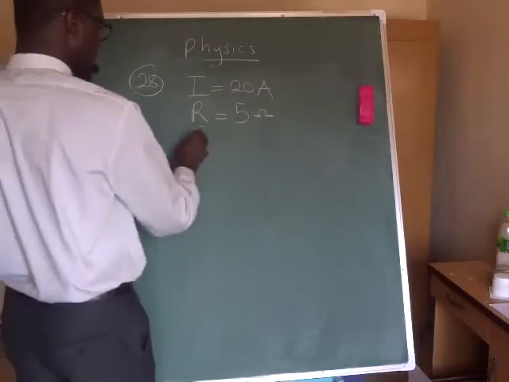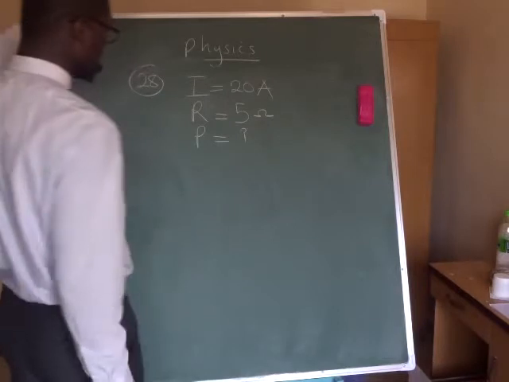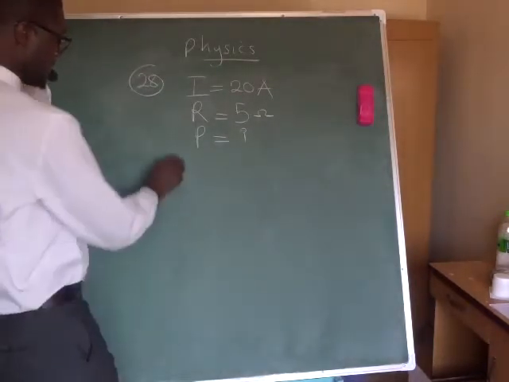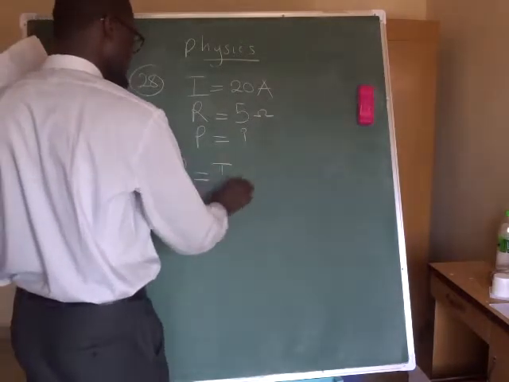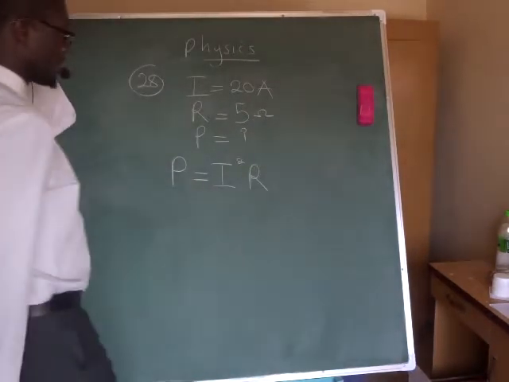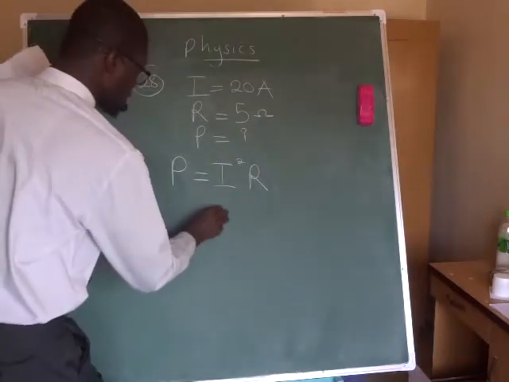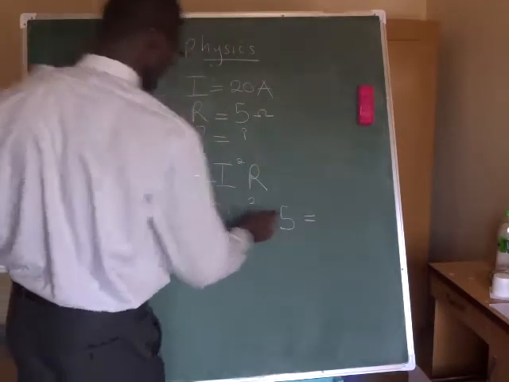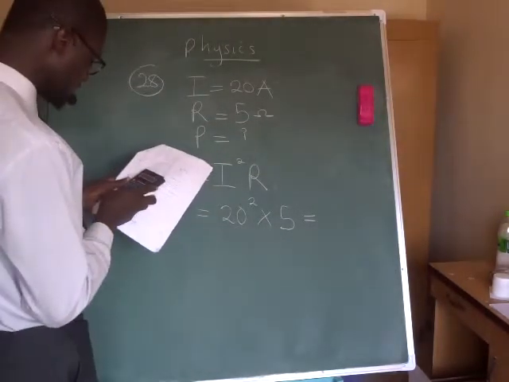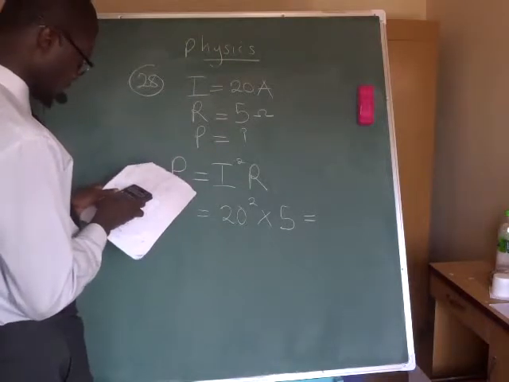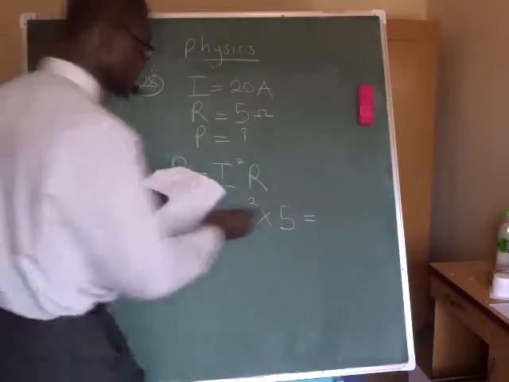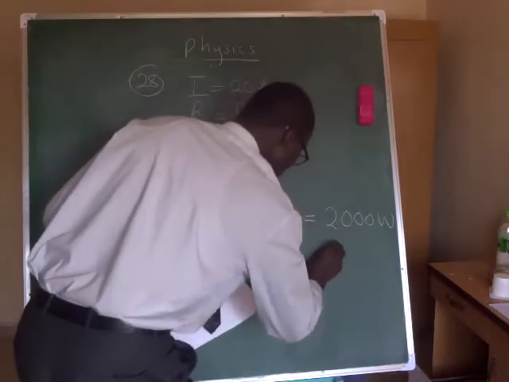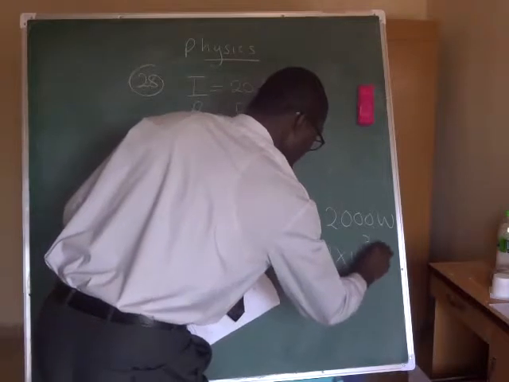So we're looking for electric power. What formula relates I and R to P? We know that power is equal to I squared times R. My I is 20, so I have 20 squared multiplied by my resistance, 5. So let's see what we have. 20 squared multiplied by 5. I have 2000 watts, or 2 exponential 3 watts. It's still the same thing.